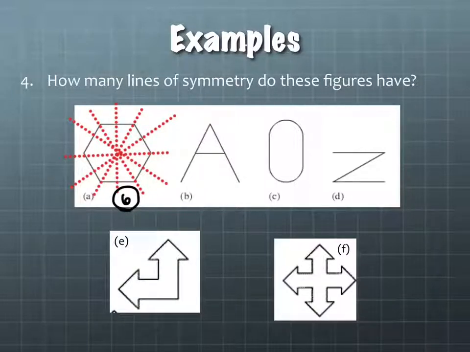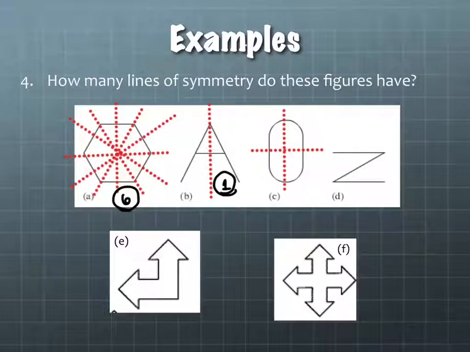How many for the letter A in the middle? 1, right down the middle like that. So there's 1. How many are there for the oval? There are 2. This one's very similar to my rectangle. That was terribly drawn. Let me try again. Not much better. Okay, pretend like it looks good. There are 2. How many line symmetries are there for the letter Z? There are 0. Doesn't work at all.